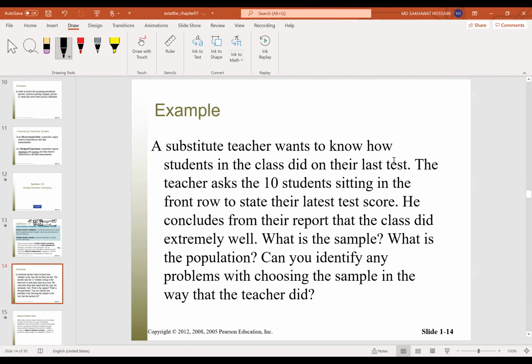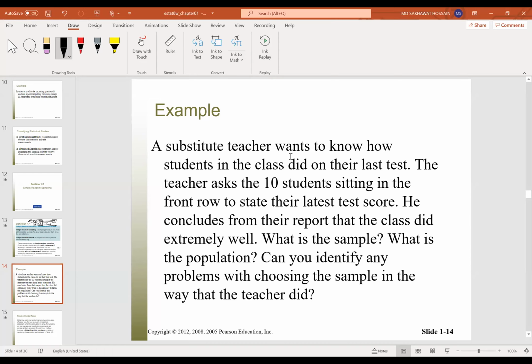Okay, so here is an example. A substitute teacher wants to know how students in the class did on their last test. The teacher asks the 10 students sitting in the front row to state their latest test score. He concludes from their report that the class did extremely well. What is the sample? What is the population here? Can we identify any problems with choosing the sample in the way that the teacher did?